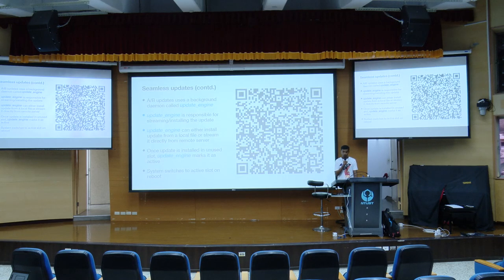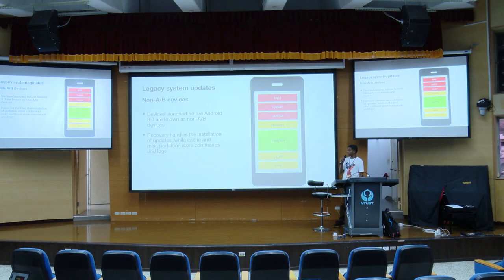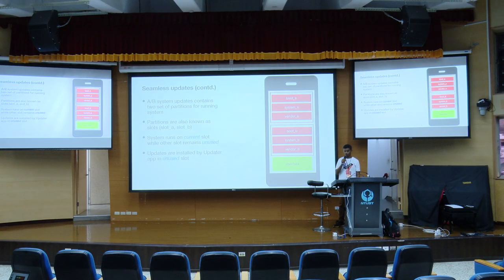Now let's see how this works, because as I mentioned, on the legacy updates there was a recovery partition which was responsible for installing the updates, right? There's recovery, cache, and misc, three partitions. And now there are double partitions. So there was a storage space issue, because obviously manufacturers would say, we were already taking 10 GB of space, now we don't want to take 20 GB of space, right? Because people will have less and less storage space if we keep doubling every system partition.